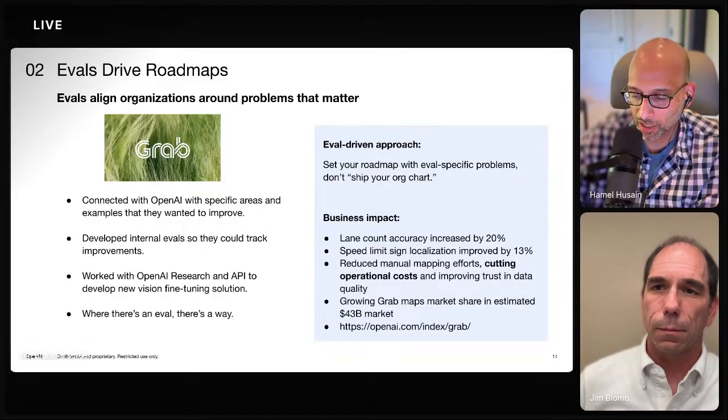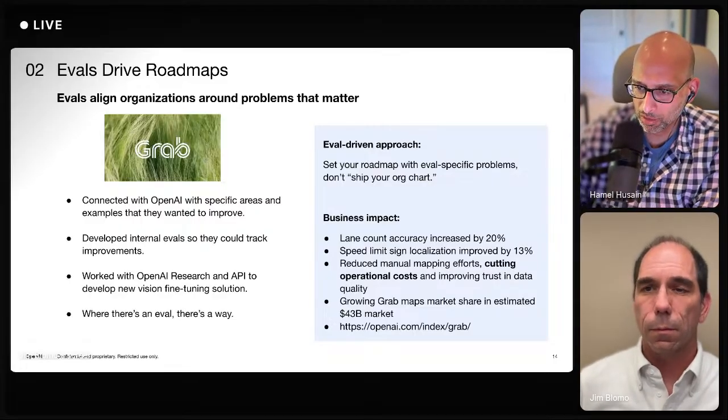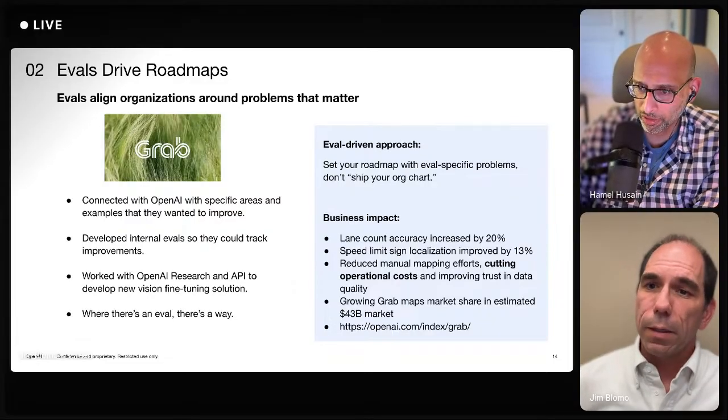And when you say speed limit sign localization, I haven't used this part of the API if it exists. Does OpenAI have a way to give you bounding boxes around things? I haven't used that.